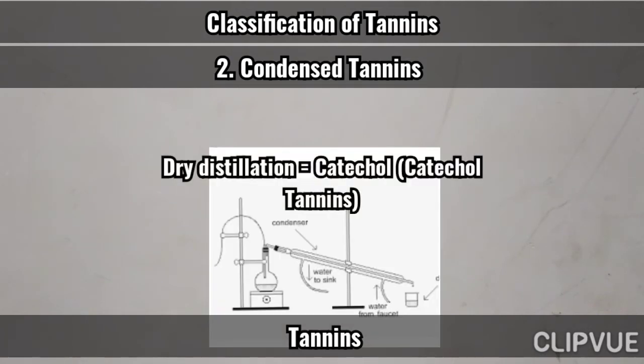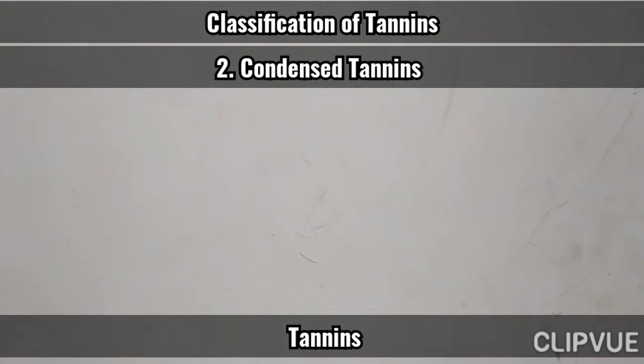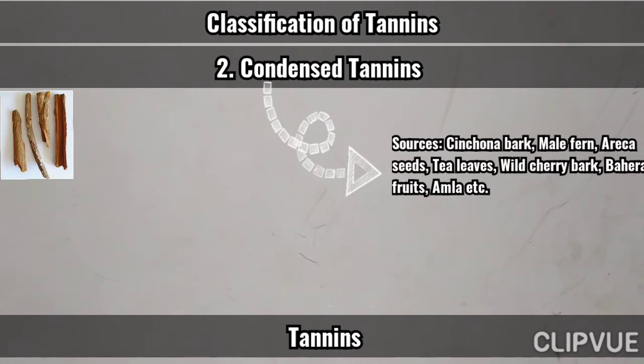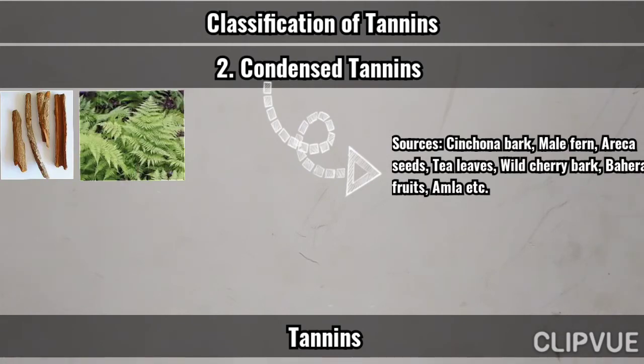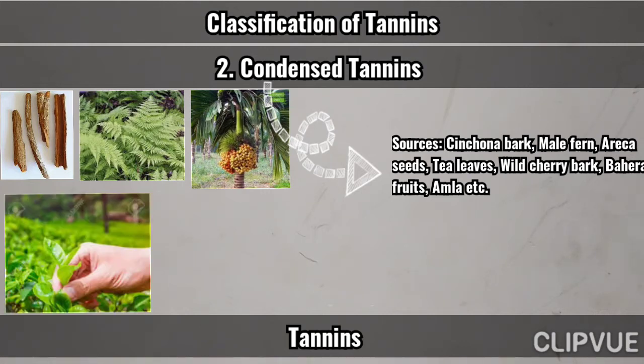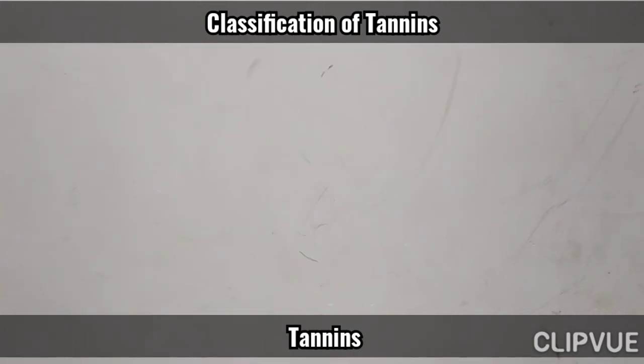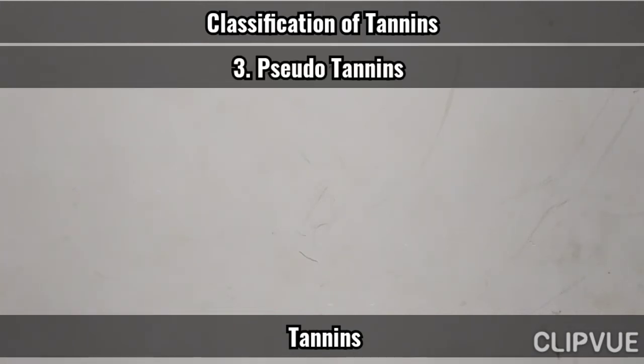On dry distillation, condensed tannins produce catechol. These tannins are called catechol tannins. The different sources are cinchona bark, male fern, areca seeds, tea leaves, wild cherry bark, bael fruits, and amla.